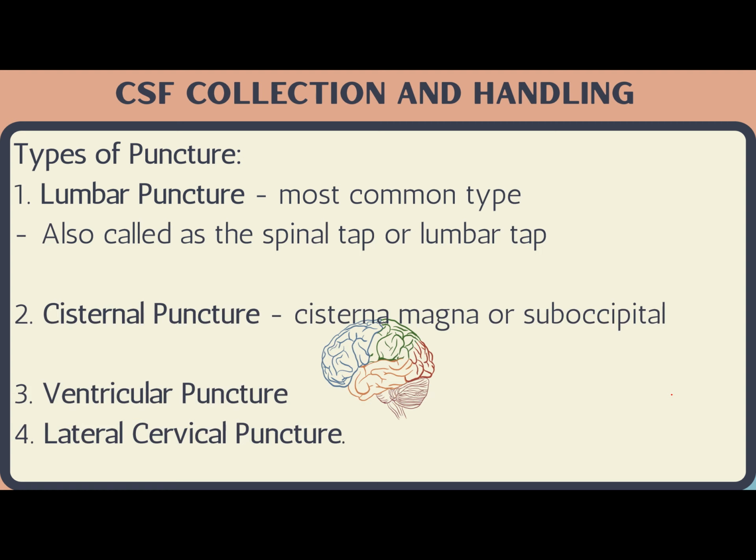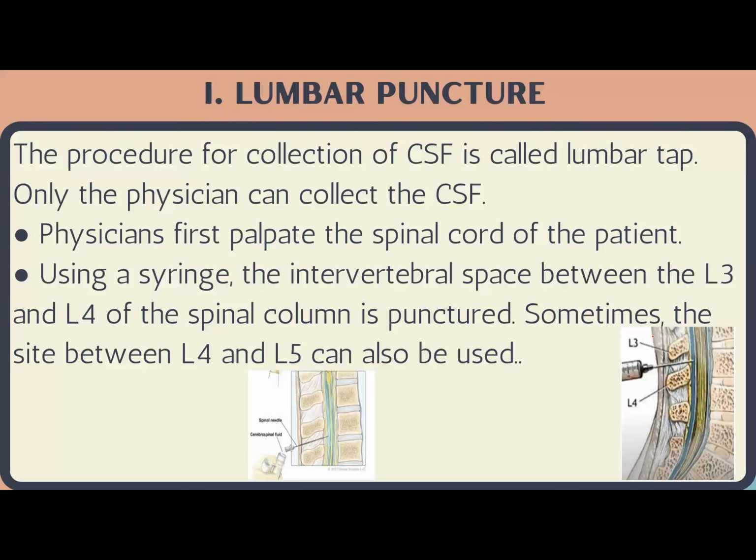Before we could actually analyze CSF, class, it needs to be collected and properly handled. Now, there are what we call different CSF punctures. CSF punctures, class, are usually done by doctors. There are four types of punctures. We have your lumbar puncture, your cisternal puncture, your ventricular puncture, and your lateral cervical puncture. The lumbar puncture, class, is the most common type of puncture. It is also known as your spinal tap or lumbar tap. While the cisternal puncture is known as your cisterna magna or the suboccipital puncture. Now, let's discuss them one by one.